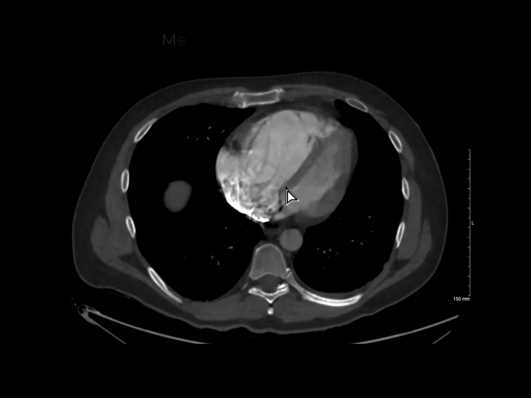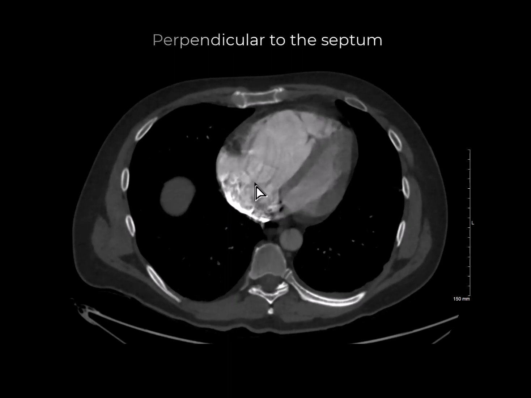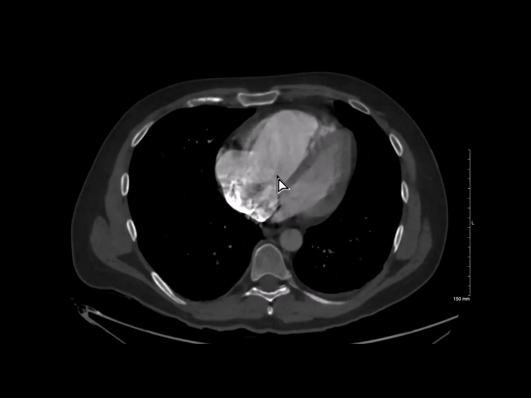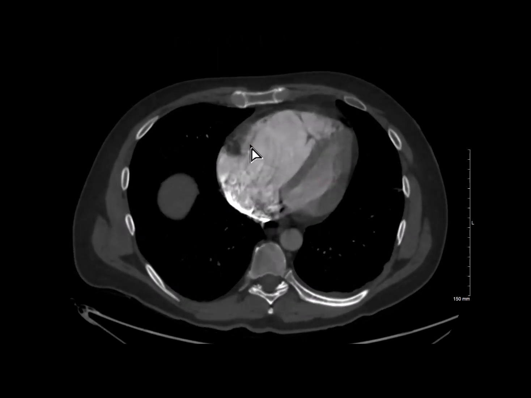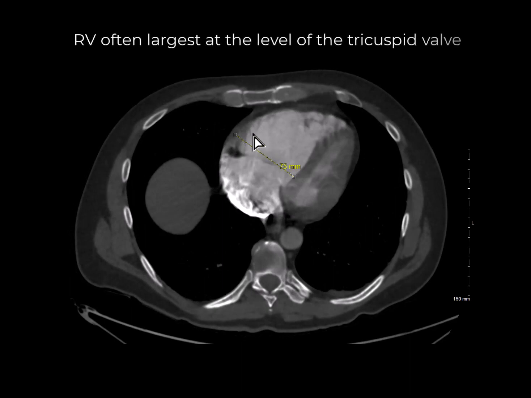So they will often be on different slices, and we will measure perpendicular to the interventricular septum and make sure we're not measuring into the right atrium, which can give you spuriously large values. So we're looking at the right ventricle, and probably the largest thing I can find is probably around here. Measure out towards the myocardium to the interventricular septum.